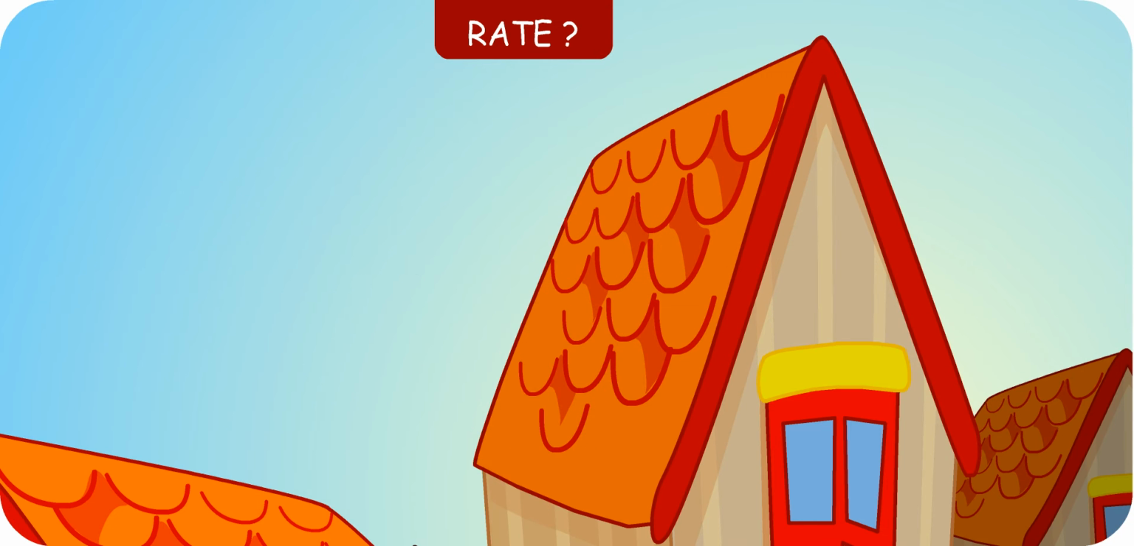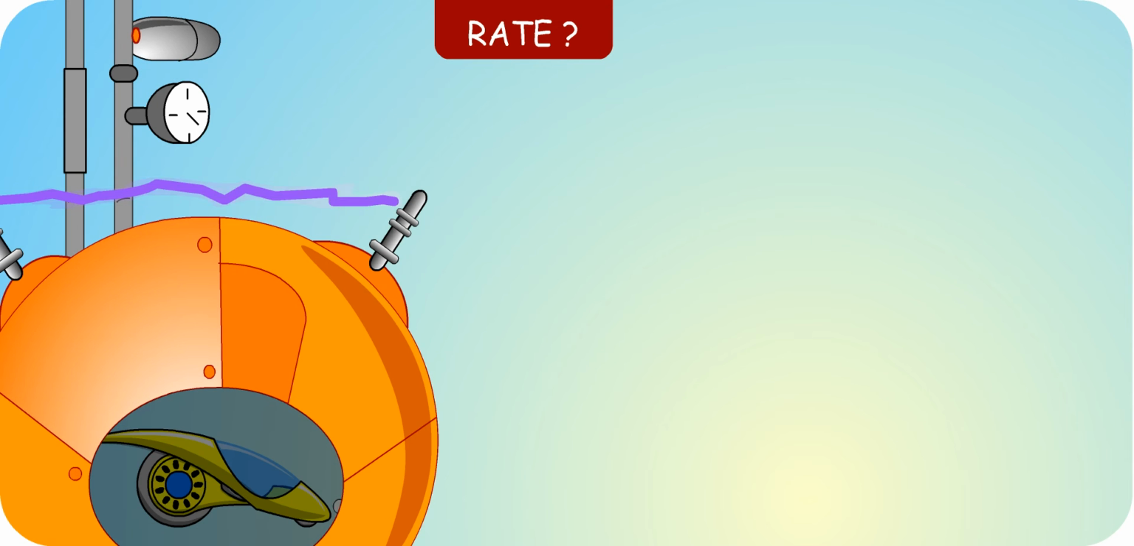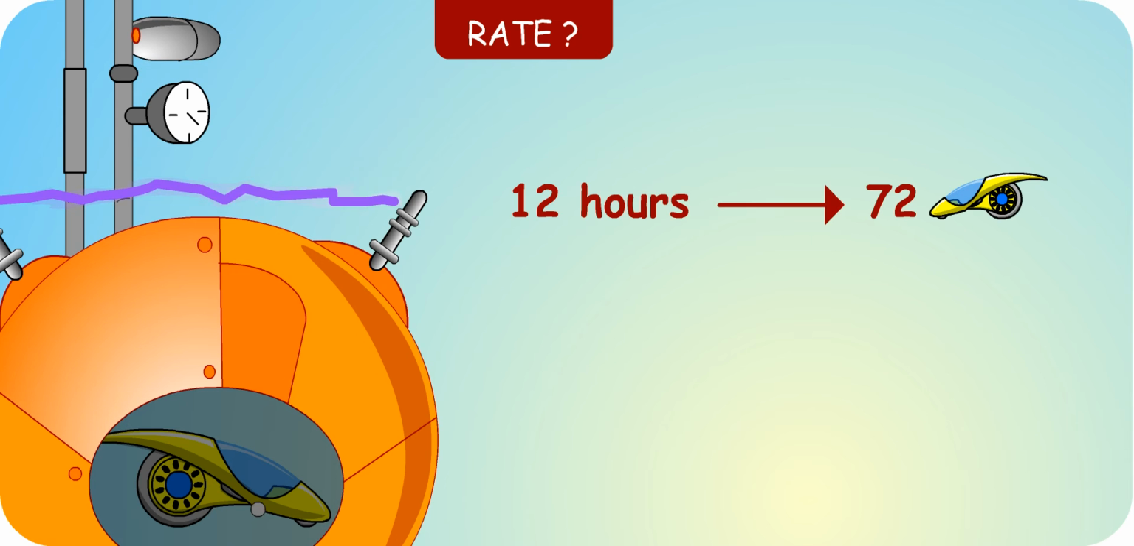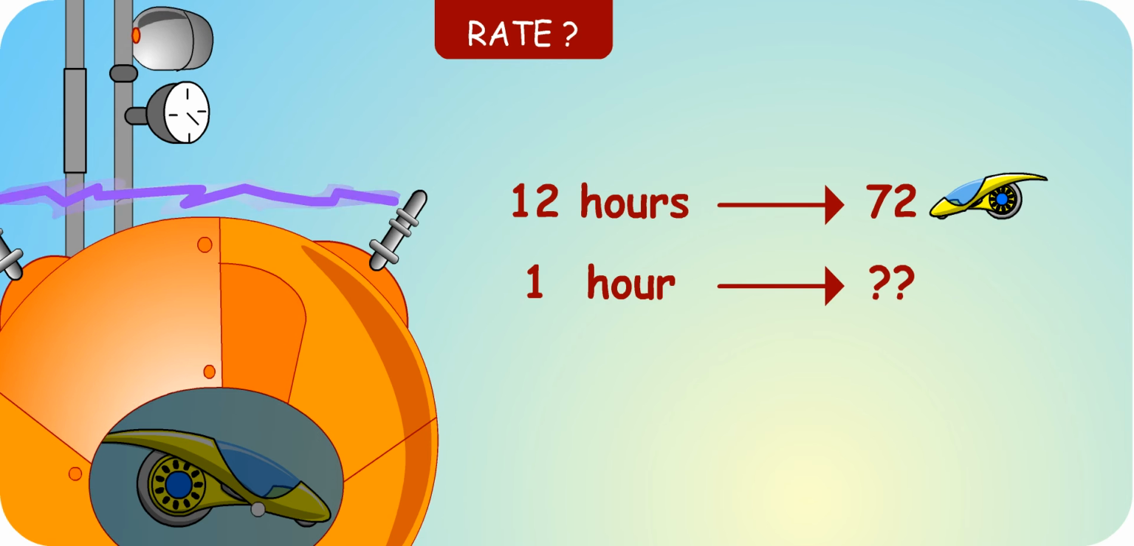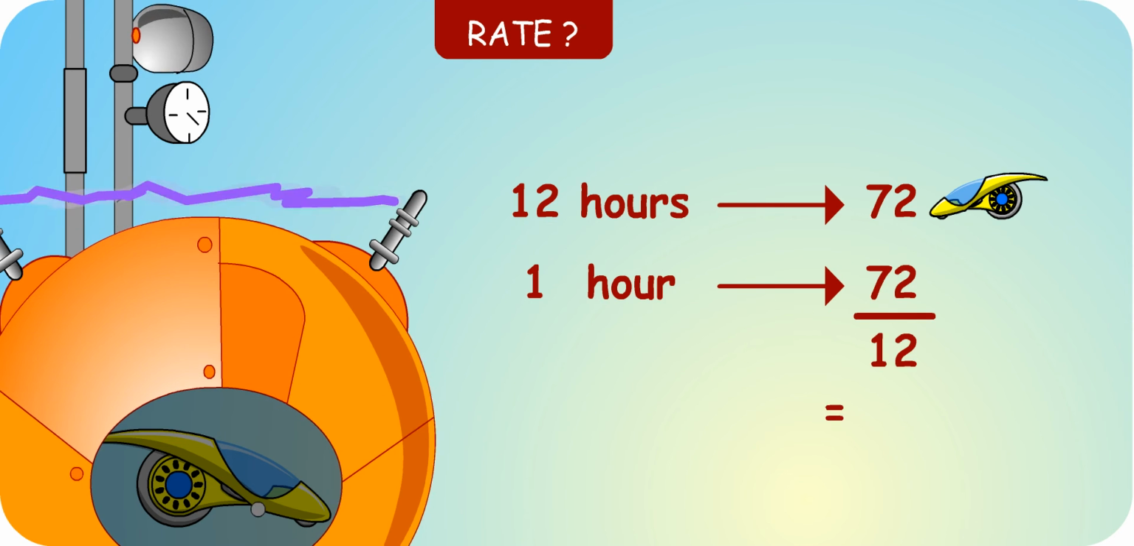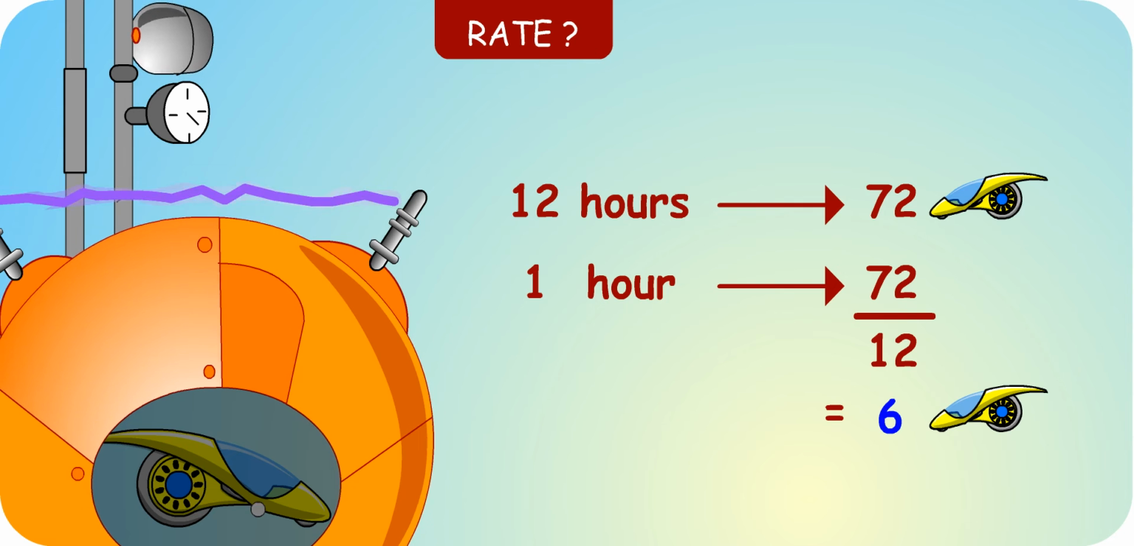Let's take a look at this Turbomobile washing machine. It washes 72 Turbomobiles in 12 hours. How many Turbomobiles can it wash in an hour? That's easy. To find the number of Turbomobiles that is washed in 1 hour, I divide 72 by 12, which is equal to 6. In 1 hour, the Turbomobile washing machine washes 6 Turbomobiles. Fantastic! You sure are a fast learner. Thanks, teacher.